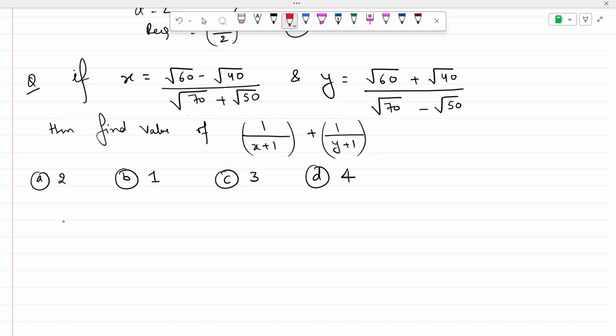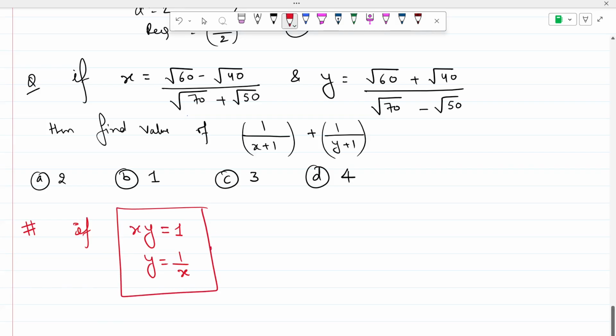No, no. See, the concept is no. That way, I think you will take the long route. There is a concept. If the product of two numbers is 1, so if x into y is equal to 1, it means you can write y is equal to 1 by x, correct? Then, if this condition is satisfied, either xy is equal to 1 or y is equal to 1 by x. If it is given, then finding 1 upon x plus 1 is the same as finding 1 upon y plus 1.